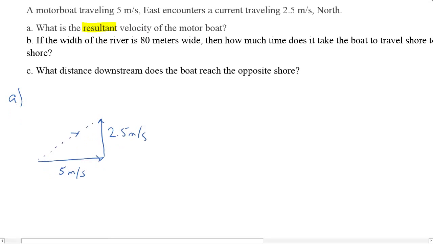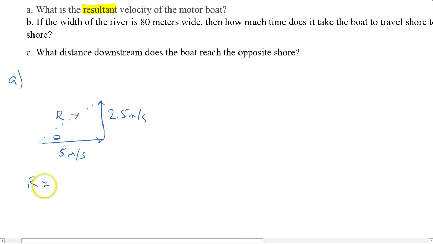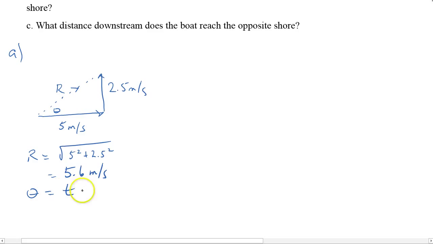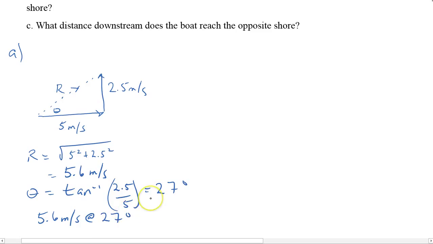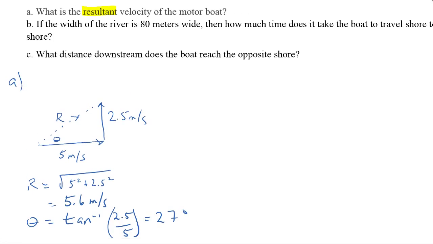So the answer would be it's just some straight Pythagorean work here. We got an r, we got a theta. So r is going to be equal to the square root of 5 squared plus 2.5 squared. And the answer for that, I think, will end up being about 5.6 meters per second. And my theta here is going to be the inverse tan of 2.5 over 5, which is approximately 27 degrees. So my answer for A would be 5.6 meters per second at 27 degrees. So that's how the boat would be moving with respect to the ground, or if someone was watching from the shoreline.